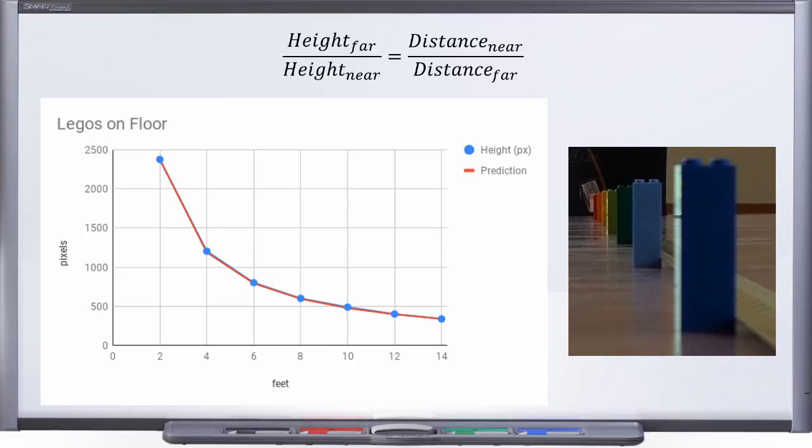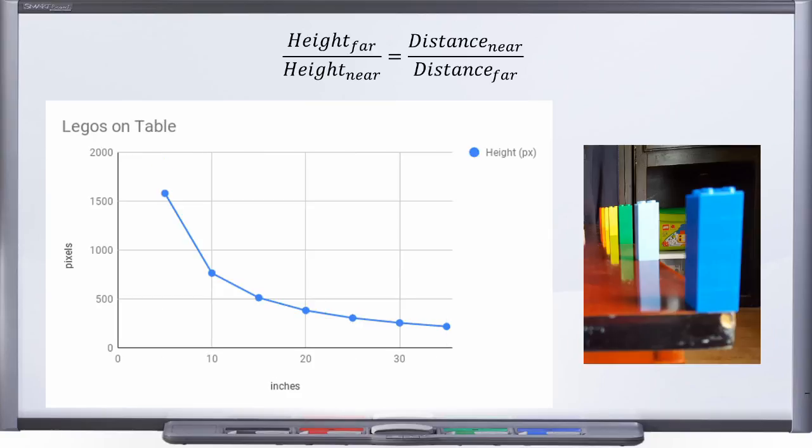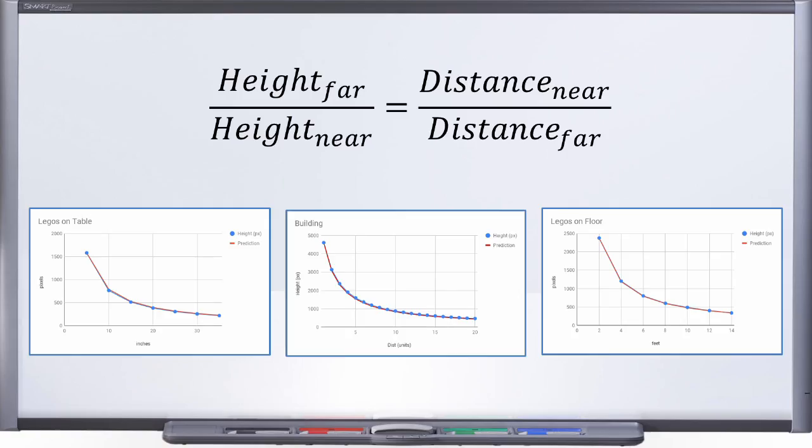Here's the Legos on a table. These are now the smallest distance apart. These are 5 inches apart. Actual samples and the curve. So this seems pretty solid.